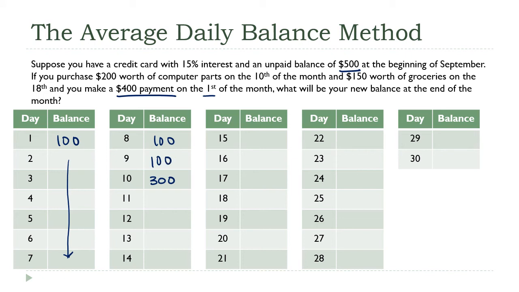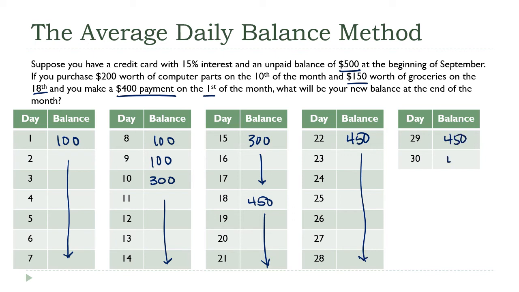Then $150 worth of groceries on the 18th. So on the 18th, it goes up $150 to $450. And then it's going to stay there. That was my last thing now. It's going to stay at $450 for the remainder of the month.